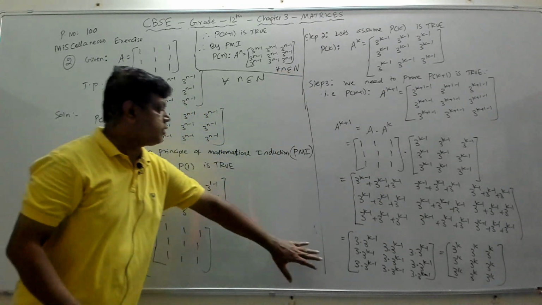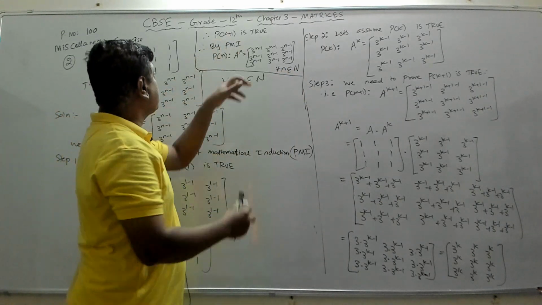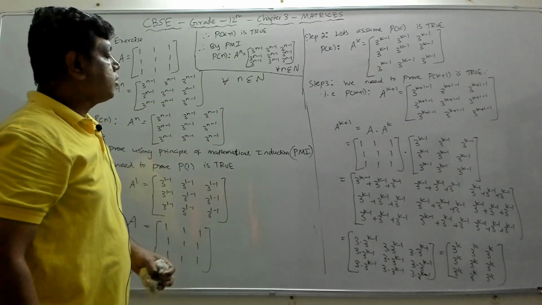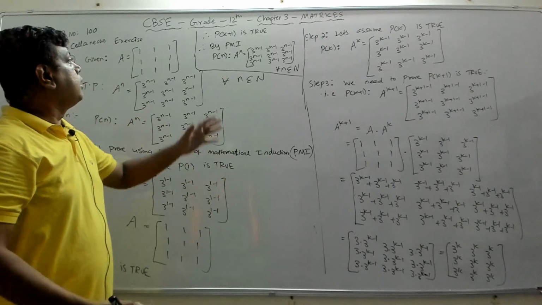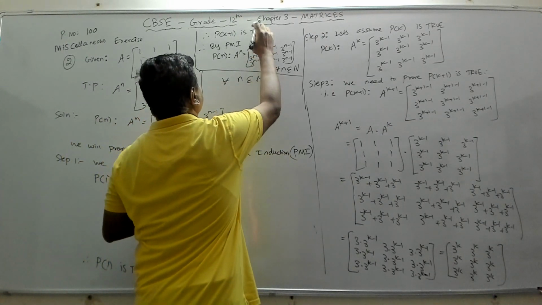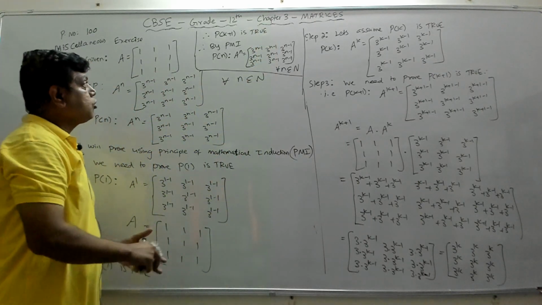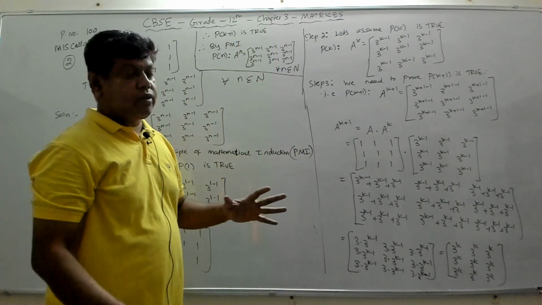Right? So after this, the conclusion is therefore P of k plus 1 is true. Sorry, my handwriting is very bad. I'm sorry. I'm trying to write as best as possible. In case you are not able to understand, sorry.